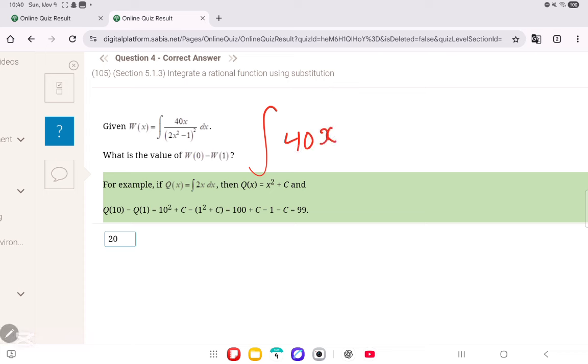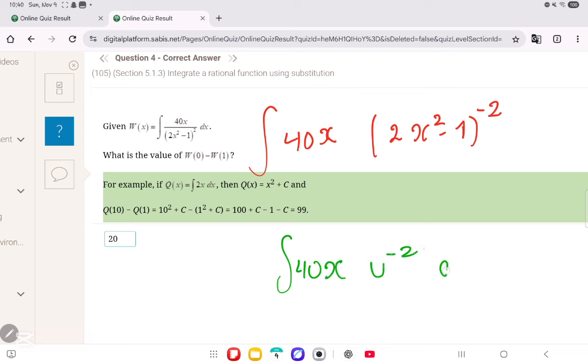So it's going to be 40x, right, times (2x squared minus 1) to the power of minus 2. Directly, I will change this into the integration of 40x u to the power of minus 2 dx. If I have u, I would not want to see dx. So how do I get rid of dx? dx is equal to du over the derivative of u.